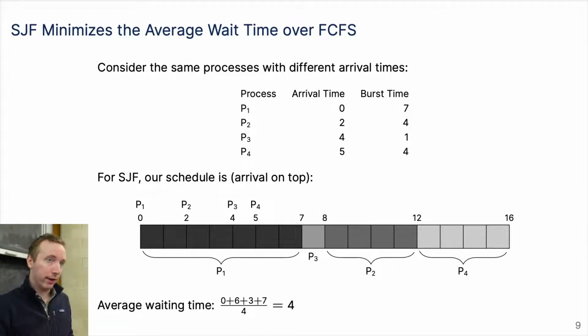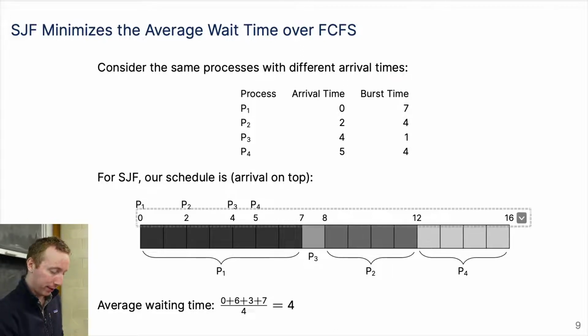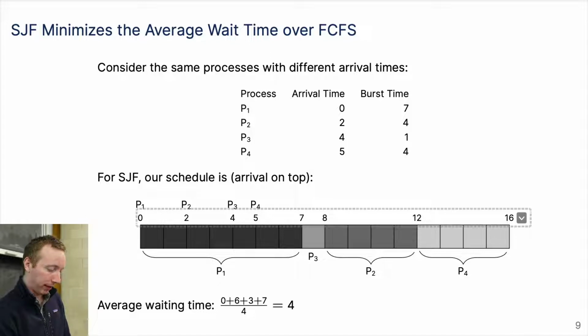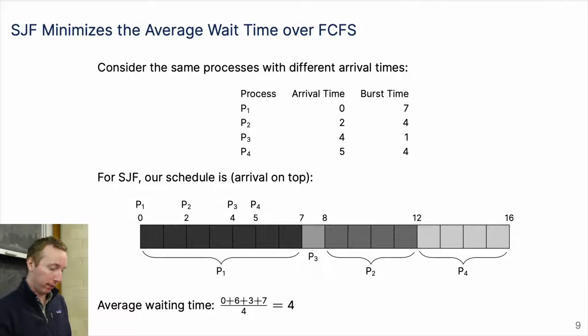Then, for a little bit trickier, we have to find the waiting time for process 2. It arrived at time equals 2, not 0 now, and then it started executing at t equals 8, so it waited around for 6 time units. Similarly, process 3 arrived at t equals 4, started executing at t equals 7, so it waited around for 3 time units. And then P4 arrived at t equals 5 and didn't start executing until t equals 12, so it waited around for 7 time units. So our average waiting time in this case is 4.